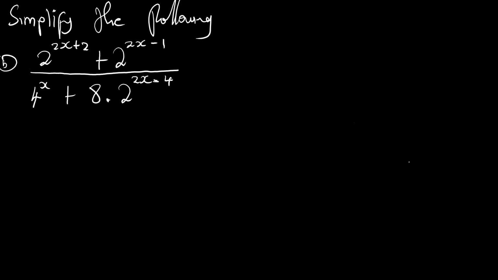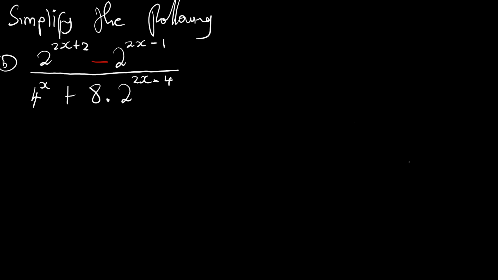Okay, so here's our question. It's also an expression. We have to simplify this. We are given 2 to the exponent of 2x plus 2 plus 2 to the exponent of 2x minus 1. Again, in the denominator, we're having 4 to the exponent of x plus 8 multiplied by 2 to the exponent of 2x minus 4. Okay, let me change this one and make it minus. It will be minus, right?